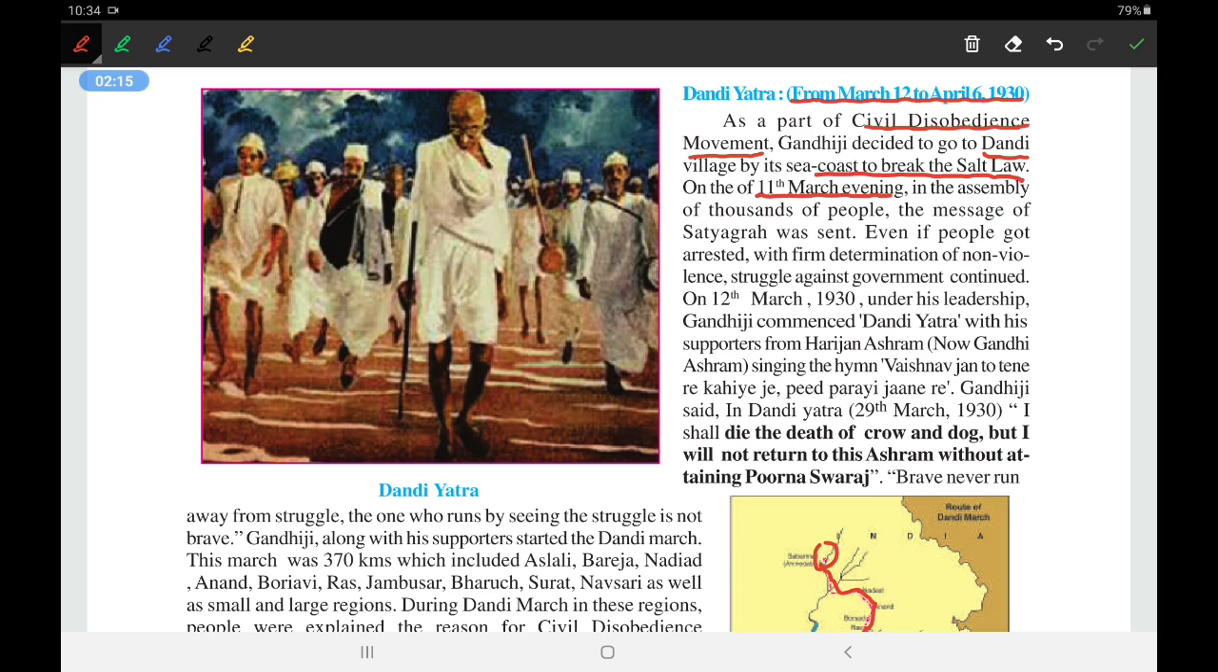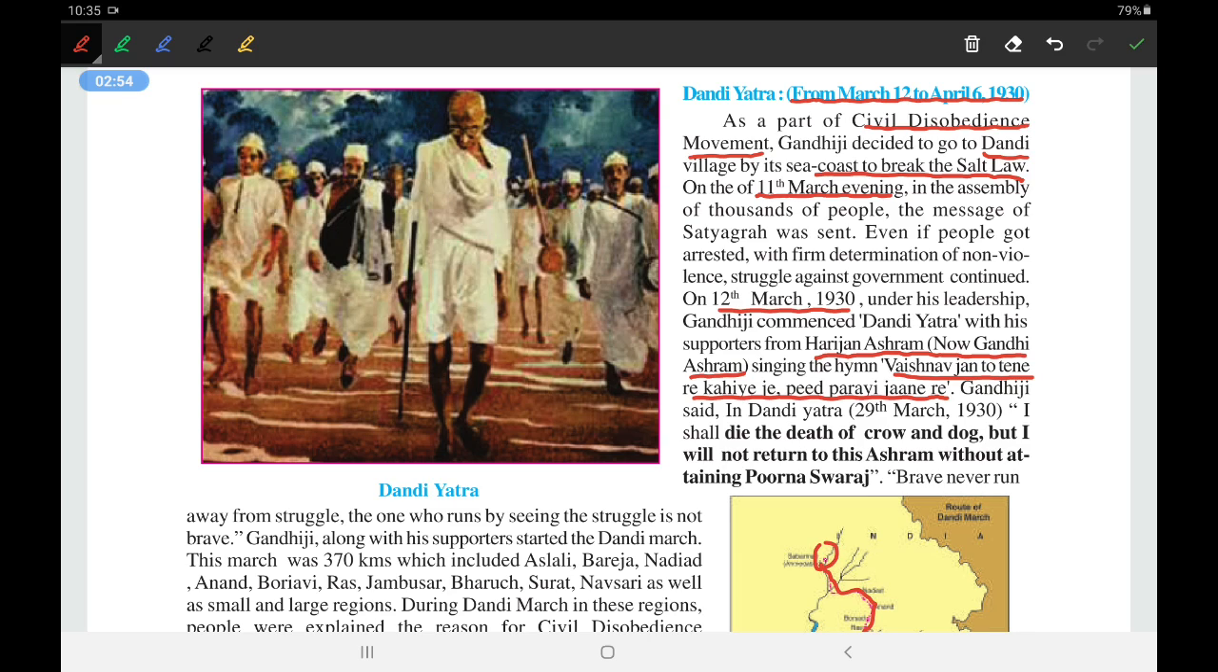On the evening of 11th March, in an assembly of thousands of people, the message of Satyagraha was sent that Dandi Yatra, or Satyagraha, will be started against the Britishers. Even if people got arrested, with firm determination of non-violence, the struggle against the British government continued. On 12th March 1930, under the leadership of Gandhiji, Dandi Yatra commenced with his supporters from Harijan Ashram, now known as Gandhi Ashram, singing the hymn Vaishnav Jan To Tene Kahiye Je Peed Parayi Jane Re. It was one of the favorite bhajans of Gandhiji.